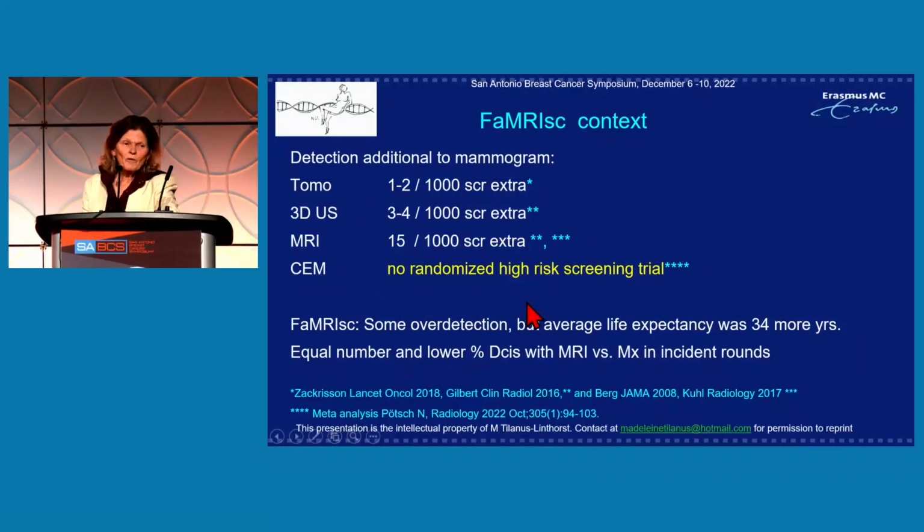There will be some overdetection, of course, in the FaMRIsc trial, but the average life expectancy at the moment of the cancer detection was 34 more years, and even ER-positive cancers can metastasize in such a long age span, although fewer with earlier detection. There were an equal number and therefore lower percentage of DCIS, which form a large part of the overdetection with MRI than in the mammography group.